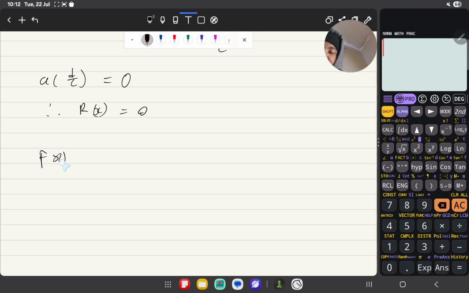f of x is equal to x squared plus x minus 6. Of course, if we were to factorize this, you have your two brackets, you have x, and you look for two numbers that multiply to give minus 6 and add to give plus 1. That means I have plus 3 and minus 2.